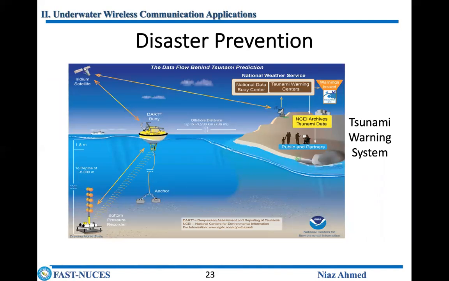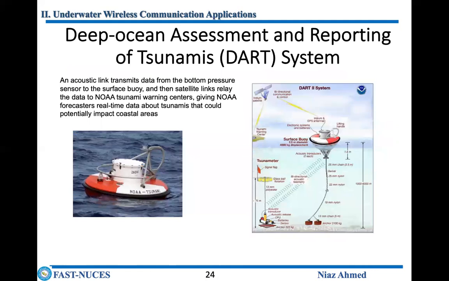There's another view of the tsunami warning system where they have different sensors installed at different depths, and then they give the signal back to the buoy, and then it's transmitted to the satellite, and the satellite can then give it back to the radars on the coastal areas. Here's another one, the DART system. It's an acoustic link that transmits data from the bottom pressure sensor to the surface buoy, and then satellite links relay the data to tsunami warning centers, giving them the fastest real-time data about tsunamis that could potentially impact coastal areas, somewhat similar to what we have seen in the last slide.